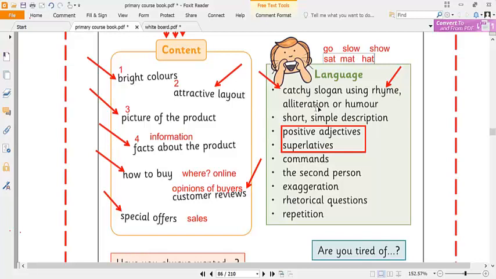Alliteration درسناها قبل كده, like Sam and sold. The 2 words start with the same sound, S and S. This is repetition or alliteration. Short and simple description, positive adjectives, superlatives. قلنا السوبرلاتيف زي the best, the latest, the greatest, the most wonderful, the cheapest. كل دي اسمها superlatives. Okay?